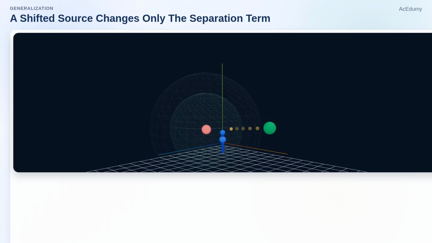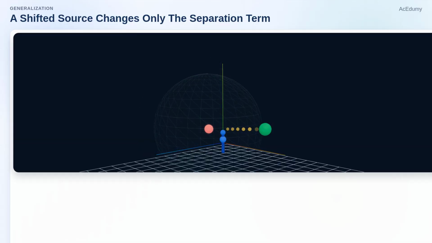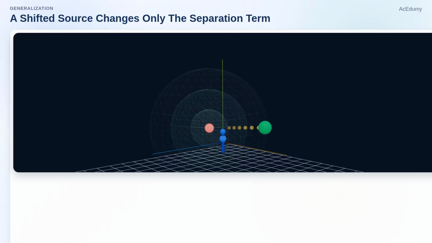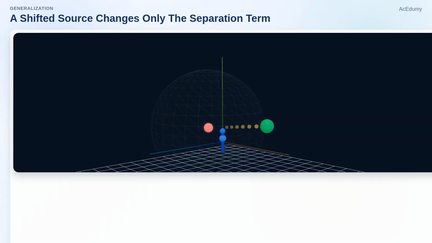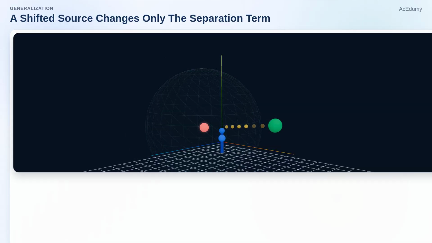If the point source is not at the origin, the story is still the same. The only thing that changes is the distance term. Instead of r, we keep the full source-to-observer separation magnitude, so the point source result is not tied to the origin. The origin case is only the cleanest first version.